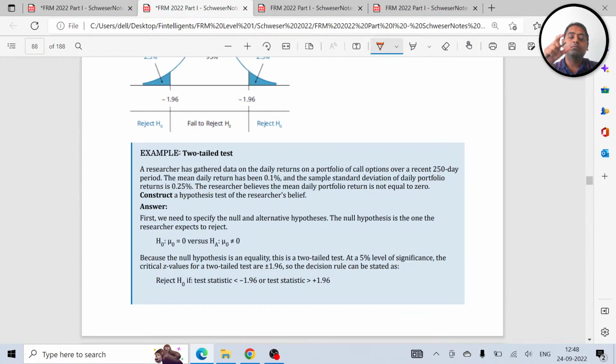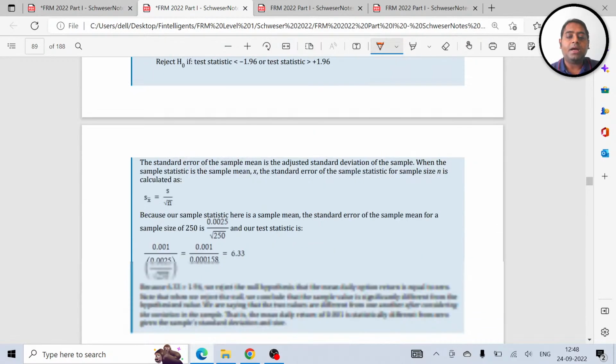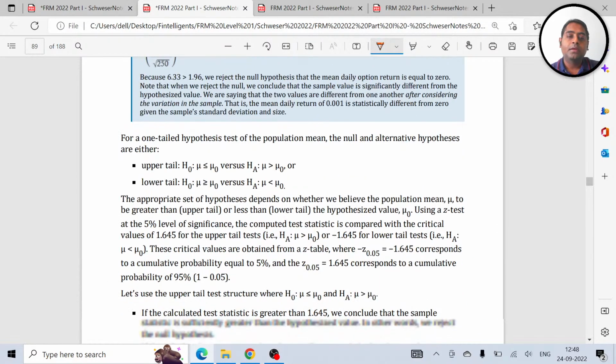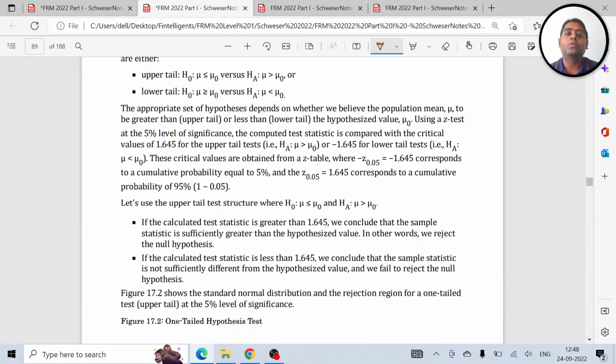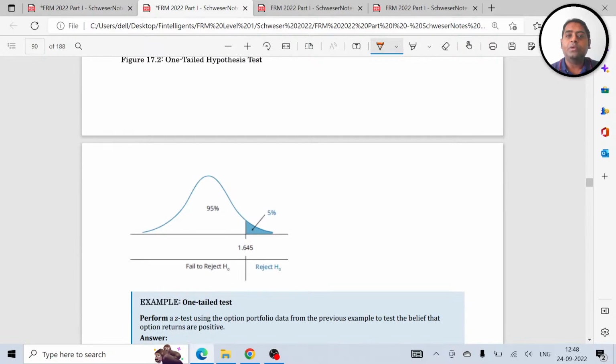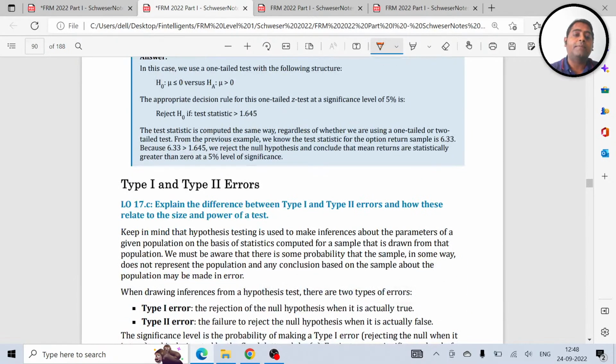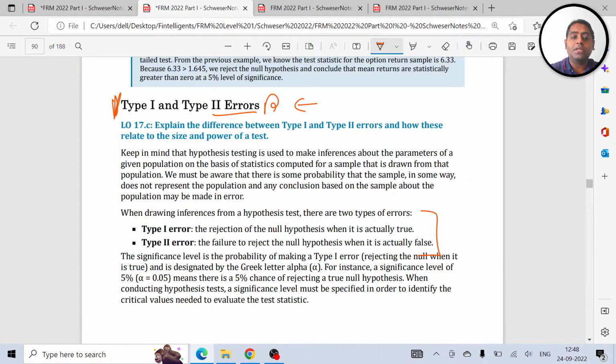You should know obviously how to do hypothesis testing, but they might ask more on theory, I feel. They might not ask you to do hypothesis testing. So one tail, two tail at a broader level you should know, but type one, type two error very, very important. You will hear about this in level two also. Hence, you should be clear on what is happening.